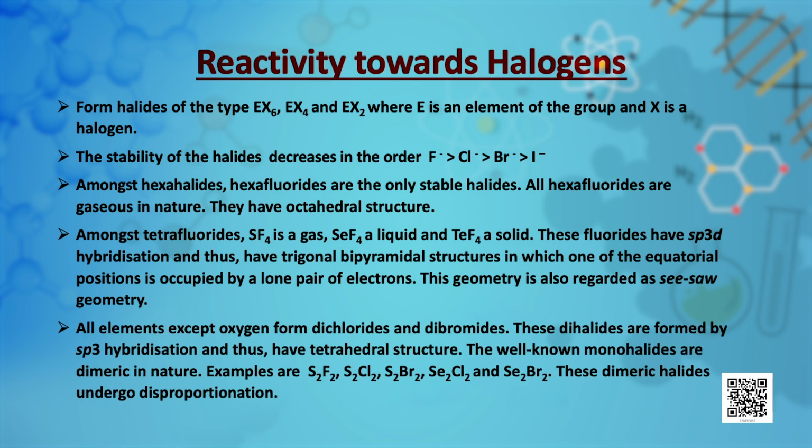All elements except oxygen form dichlorides and dibromides. These dihalides are formed by sp3 hybridization and thus have tetrahedral structure. The well known monohalides are dimeric in nature. Examples are disulfur difluoride, disulfur dichloride, disulfur dibromide, diselenium dichloride and diselenium dibromide. These dimeric halides undergo disproportionation.